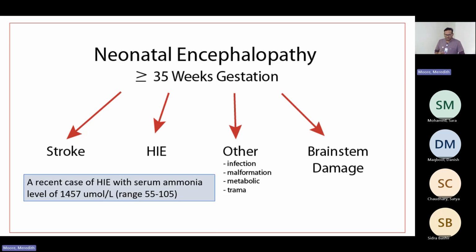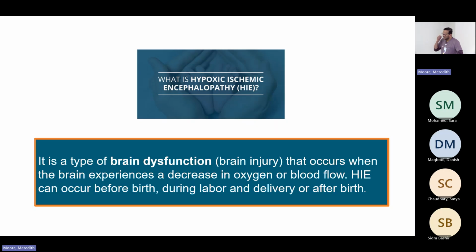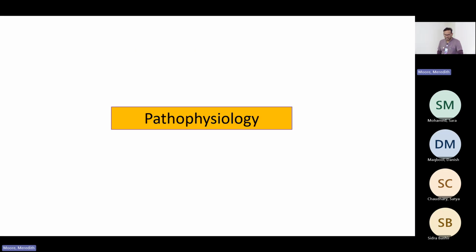Okay, and those who were here in the last 6-7 months, there was a case we had of HIE with high serum ammonia. So encephalopathy comes in different shapes and sizes. So what is HIE? As the name suggests, hypoxic ischemic encephalopathy. It's a brain dysfunction that results because of decreased oxygen and flow, ultimately causing damage to the brain.